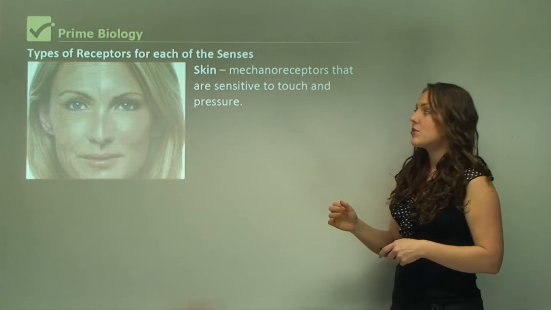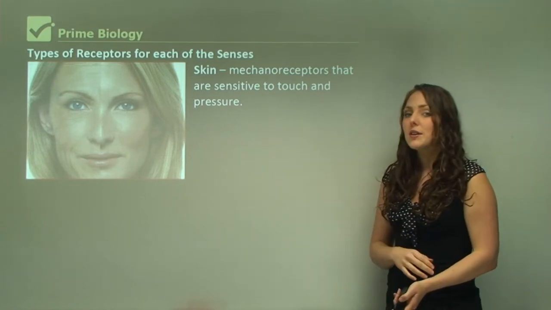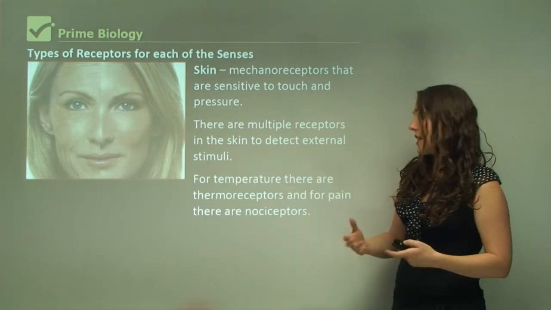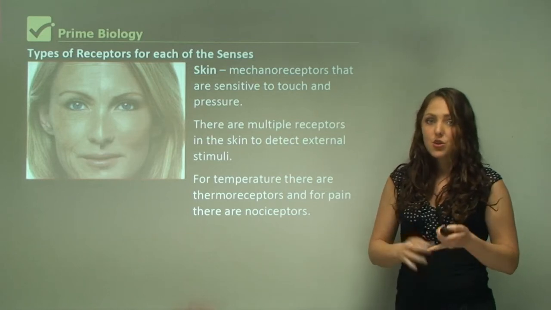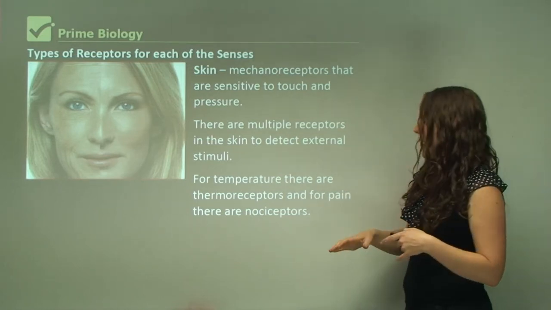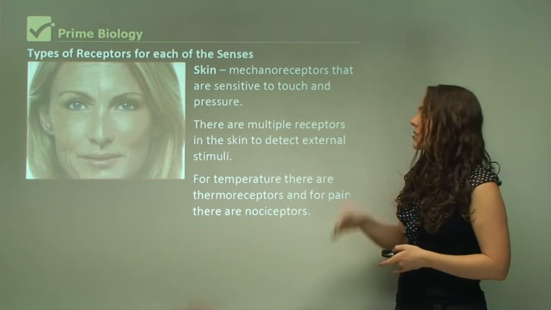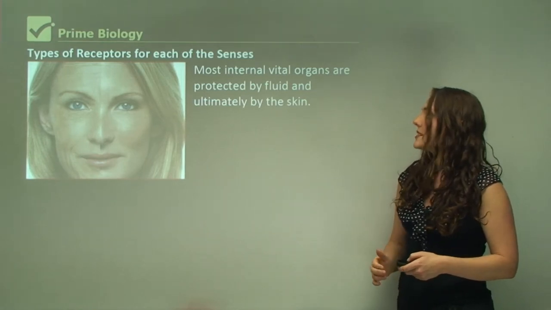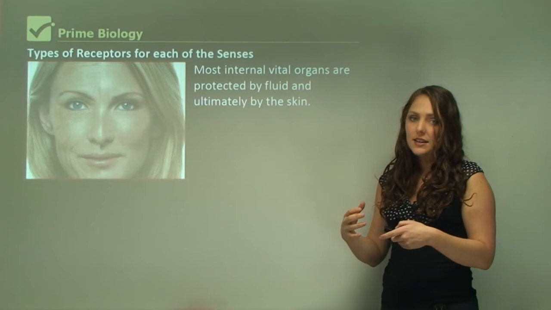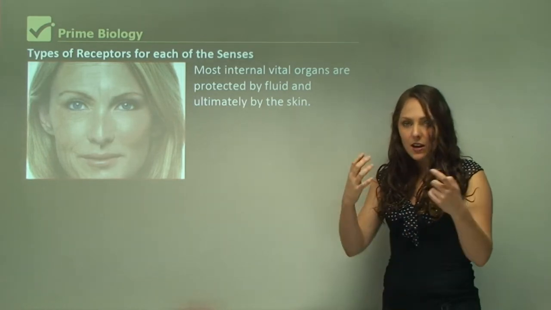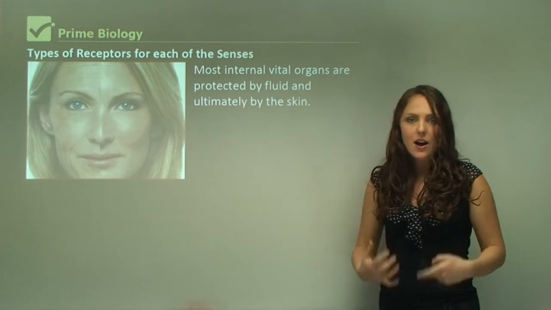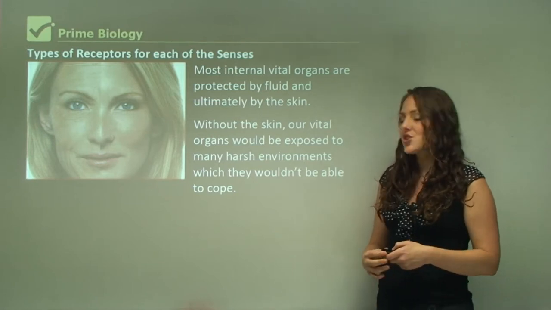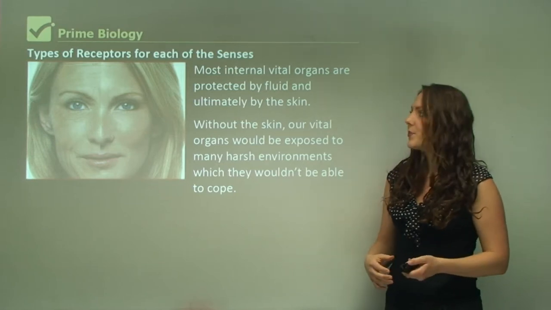Skin, another one that's mechanoreceptors that are sensitive to touch and pressure, but there's multiple receptors in the skin due to external stimuli. So for temperature, we've got thermoreceptors, thermostat, okay, so thermoreceptors, and for pain, there are nociceptors. So here's three that are just in the skin. Most internal vital organs are protected by a fluid and ultimately by our skin. The skin is the largest organ in your body, and it covers your whole body for a reason, and it is to protect our other organs. Without the skin, our vital organs would be exposed to many harsh environments which they wouldn't be able to cope.